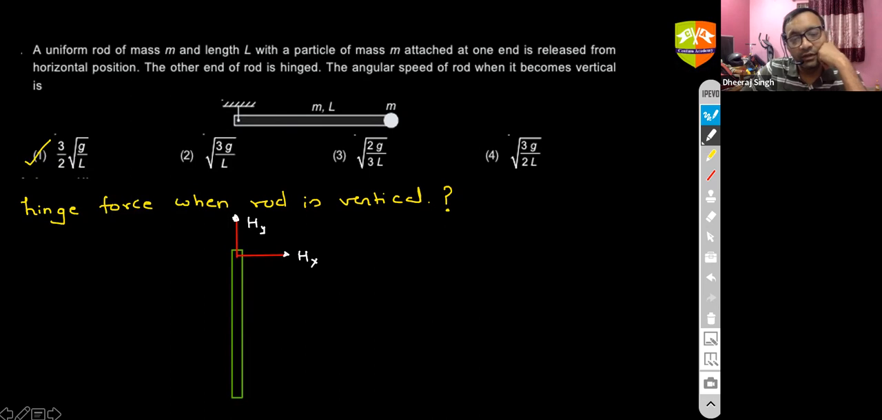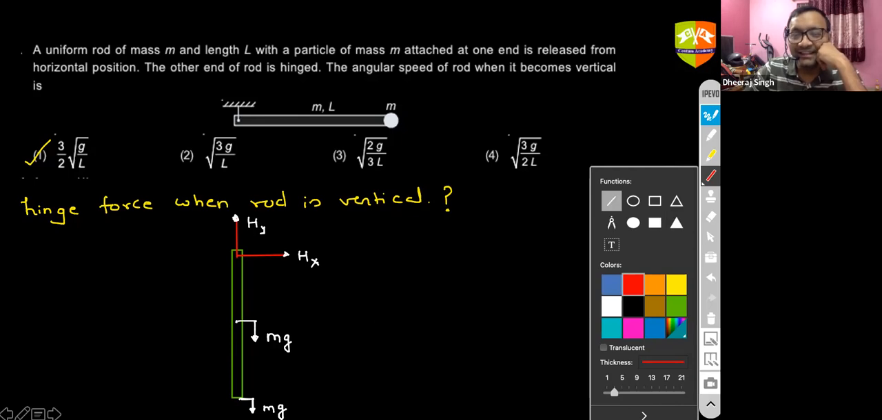Hariharan and Pranav got some answer. Then what else? What are the forces it will have? Gravity force, okay. There will be gravity force from the center of the rod, mg, and from the edge of the rod, another mg. Is there any acceleration? There is acceleration. You forget that it is moving in a circle.